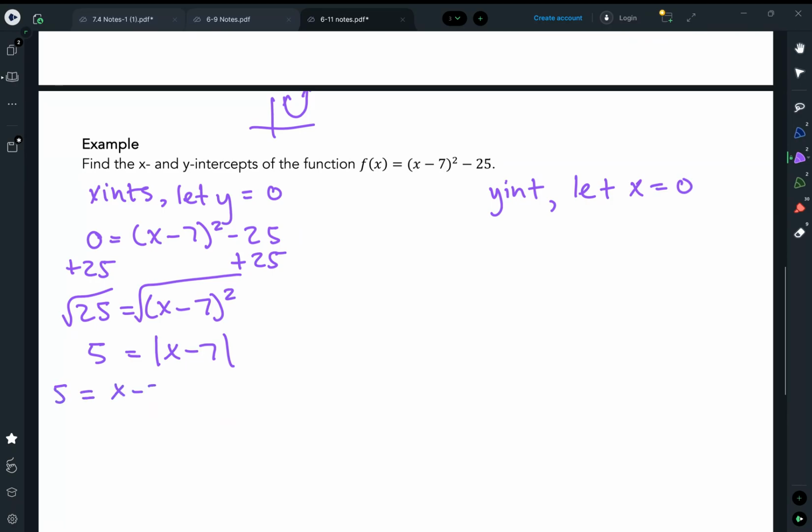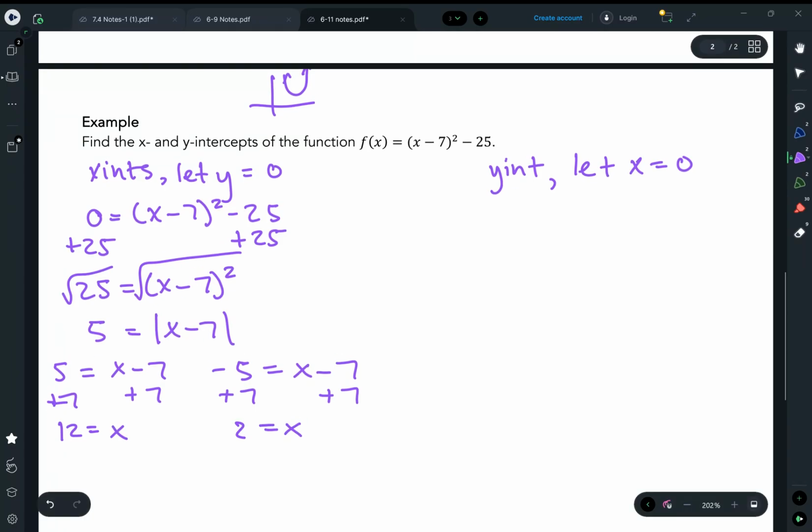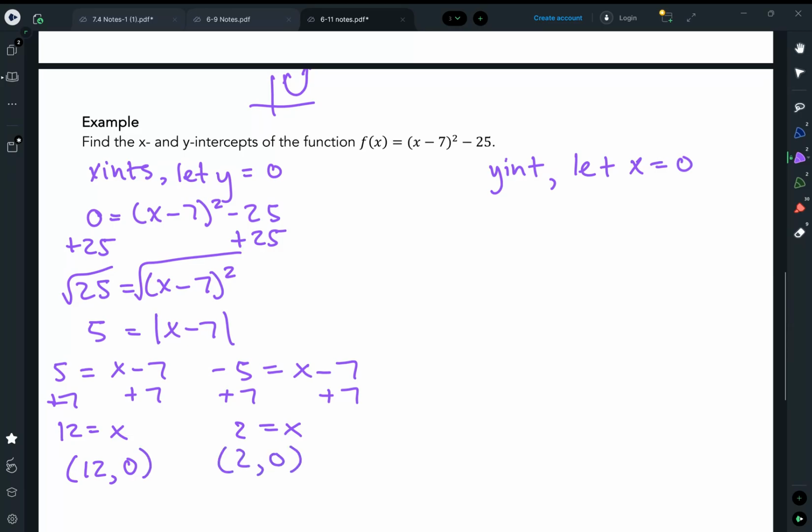So 5 equals x minus 7. -5 equals x minus 7. And then we want to solve. So my answers are 12 is equal to x, or 2 is equal to x. And we want to write those as ordered pairs. Remember, ordered pairs are x comma y. So if my x is 12, but I started out with a y of 0, it's 12, 0. And then over here we have 2, 0. So these are going to be our x-intercepts.